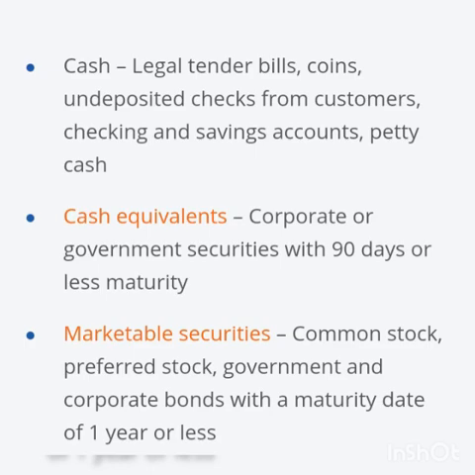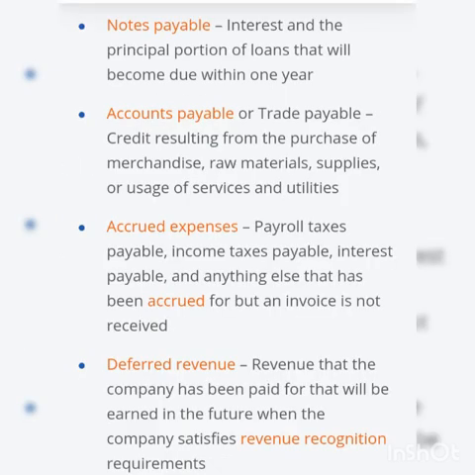Current liabilities include accounts payable, notes payable, accrued expenses, deferred revenue expenses, bills payable, outstanding expenses, provision for taxation, advance tax, bank overdraft, short term loans, income received in advance, etc.